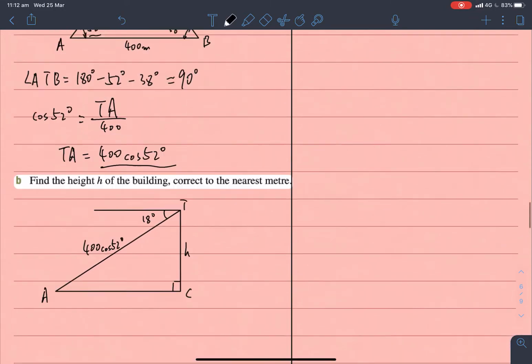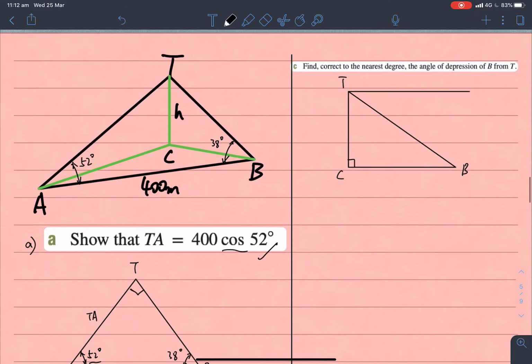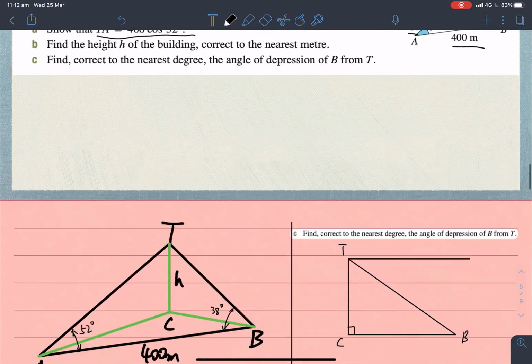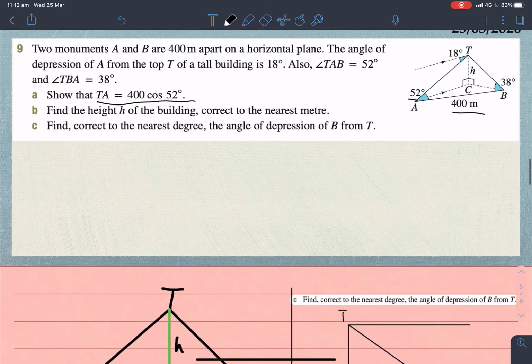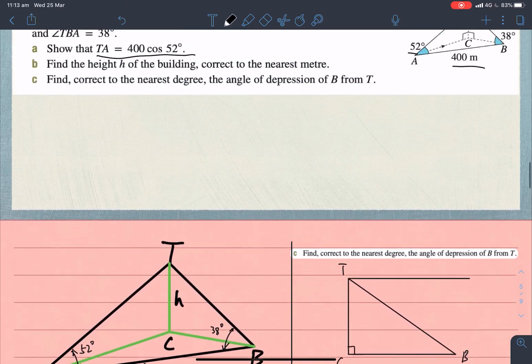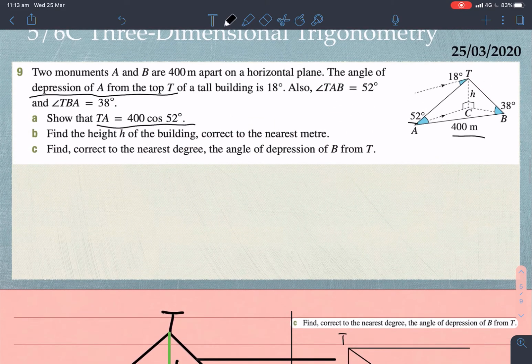Next: find the height of the building, correct to the nearest meter. The height of the building is H. Another piece of information I didn't put in this diagram is the angle of depression here, because it's not really on that surface, I take it out later. In this one, we're talking about triangle ACT, and we have the angle of depression, which is the same as the bottom.